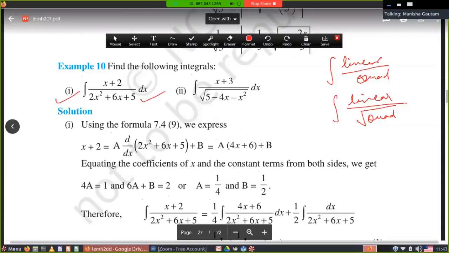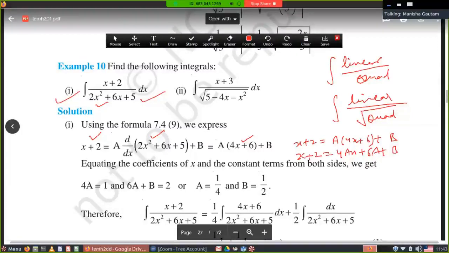Write down the statement: linear is equal to a times the derivative of the quadratic plus b. A and b are constants. When you simplify this derivative, you get 4x plus 6. Now the question becomes x plus 2 is equal to a times (4x plus 6) plus b. Now this becomes 4ax plus 6a plus b is equal to x plus 2.